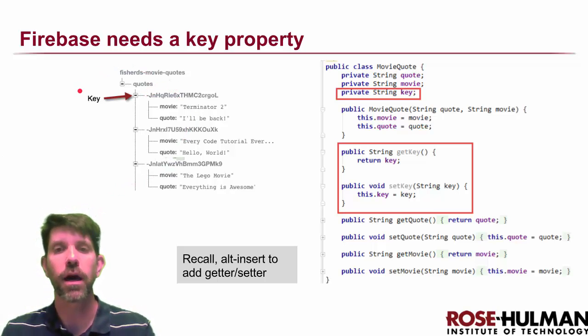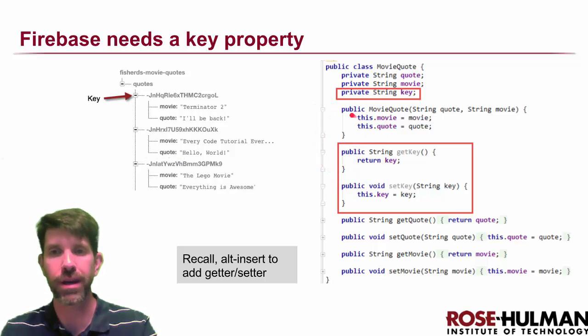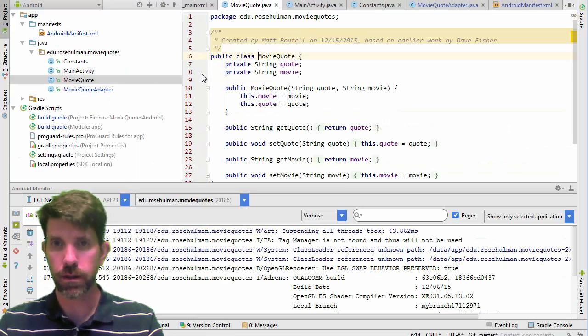All right, so some more stuff. So Firebase is gonna be using keys, right? So these guys right here are auto-generated keys, they're push IDs. So what I need to do is I need to modify my model object so that it has a key, and I'm gonna put on a getter and a setter for it. So that's where I'm going next.